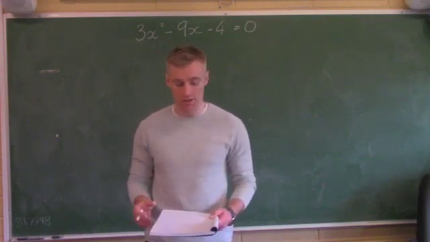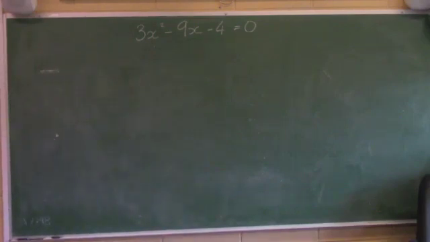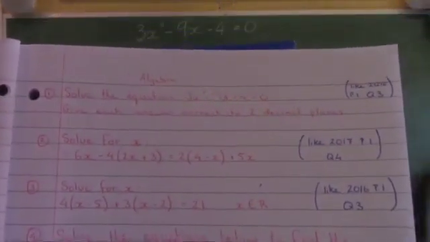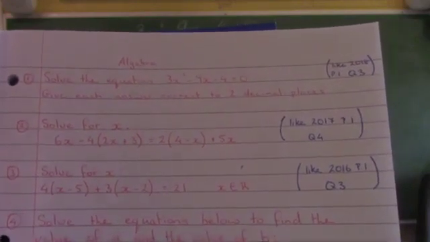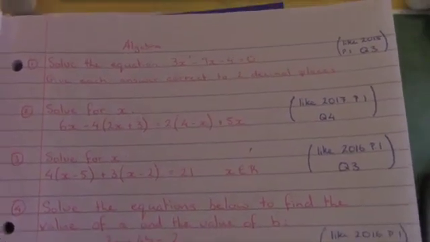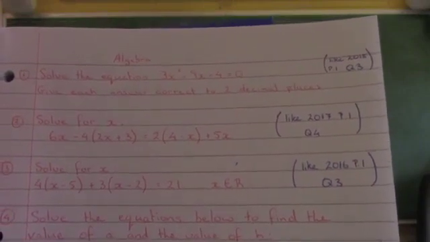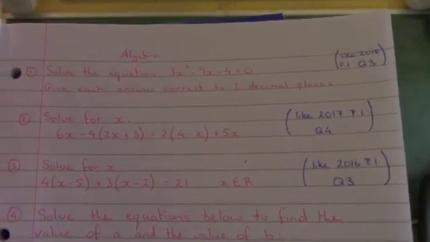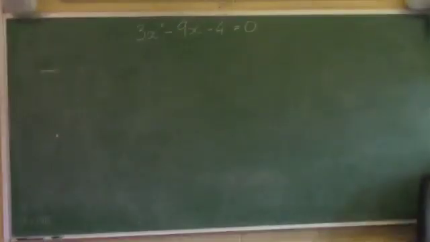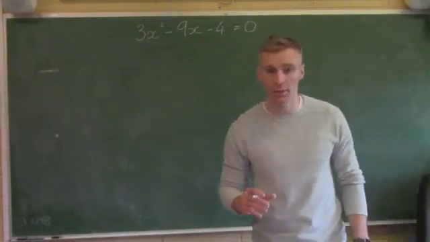Alright, so the first question I'm going to do is solve the equation. I'm just going to bring it down to show you that question itself. Okay, so if you can see there, question 1, solve the equation 3x squared minus 9x minus 4 equals 0. Now, the next part is key. Give each answer correct to 2 decimal places. Okay, so this question is like 2018 paper 1 question 3. So give each answer to 2 decimal places. Alright, that should set alarm bells off.